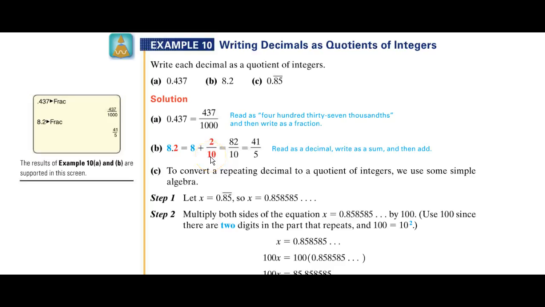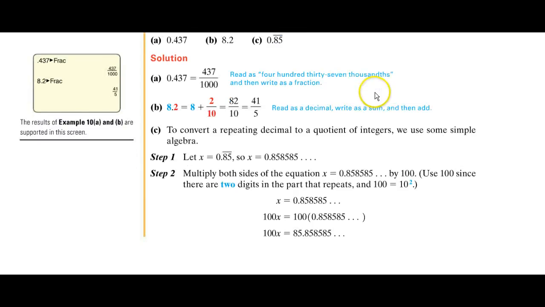So converting it to an improper fraction, 10 times 8 is 80 plus 2 is 82 over 10. And since we could simplify it a little bit by taking a 2 out of each one of these, we end up with 41 over 5. Now in example C, this is the challenging one.